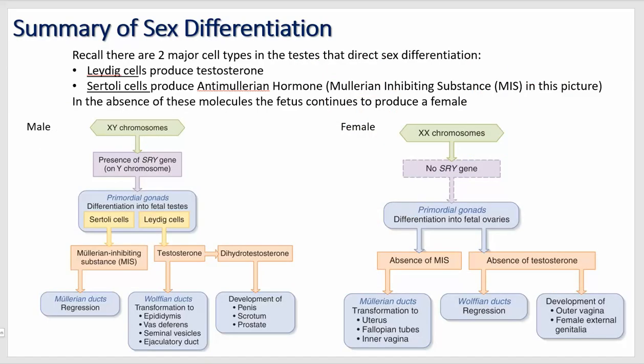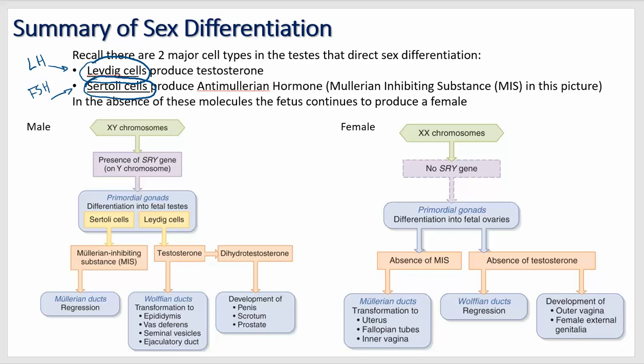All right, summary of sex differentiation. Everything we just went through, a couple of pictures on that. Recall there are two major cell types in the testes that direct sex differentiation, so we have to know the cell types. The Leydig cells produce testosterone, and the Sertoli cells produce the anti-Müllerian hormone. LH, luteinizing hormone, stimulates Leydig cell activity, and FSH, follicle stimulating hormone, stimulates Sertoli cells. That will happen later on, but we have to keep all of those things straight.